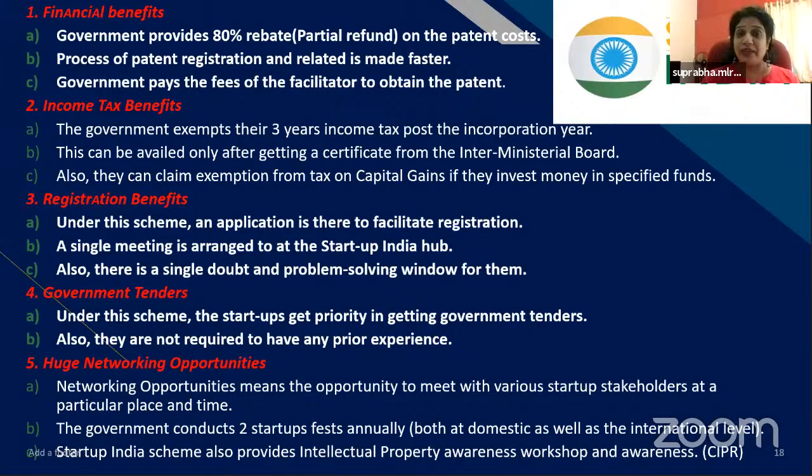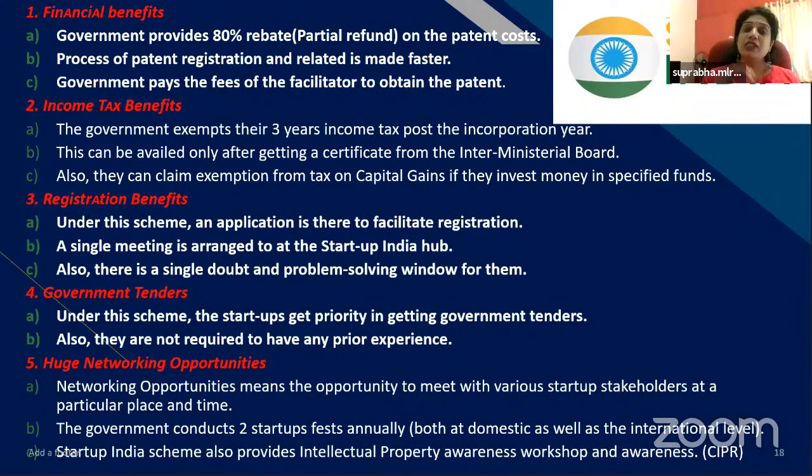Hence, the financial benefit: a huge burden was the patent cost and the facilitator cost. That was taken off the individual person's head. So that was one benefit. Income tax benefit. Now I have registered my organization, I have incorporated my organization. So now what the government says is, yes, yours is a new concern, a new organization, so n number of taxes, income tax you'll have to pay, correct?